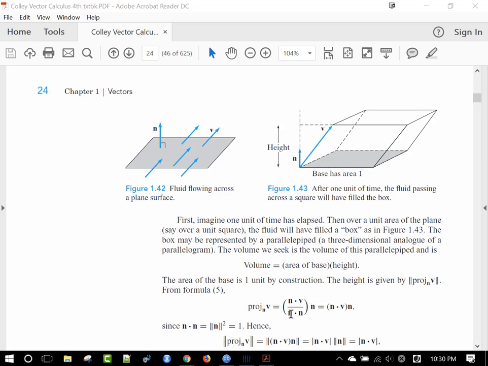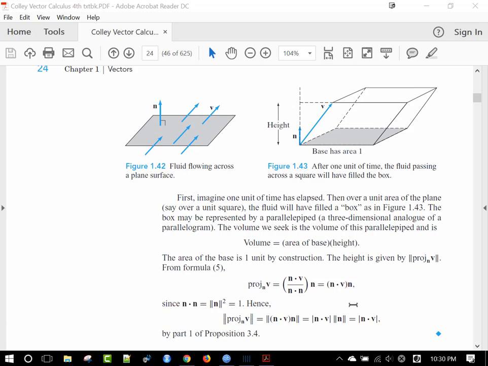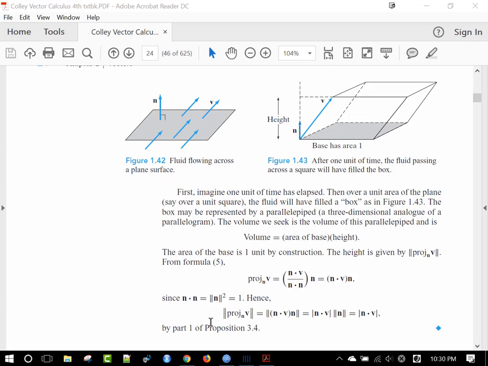But we recognize that n is a unit vector. So this part is just one, basically, n dot n is this thing, which is just 1. So we just have n dot v n. So the magnitude of this is the magnitude of this, and that is the absolute value of this times the magnitude of this by part 1 of proposition 3.4.